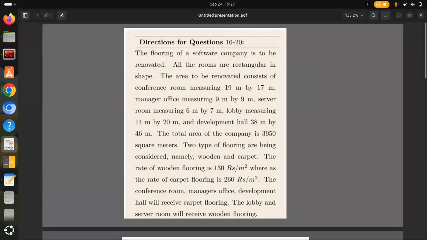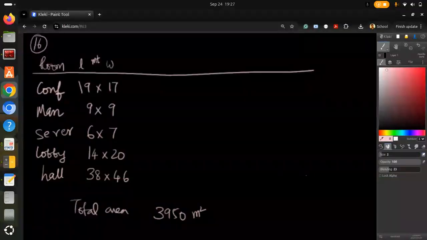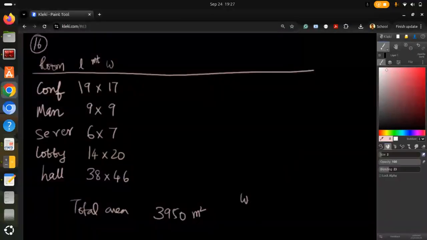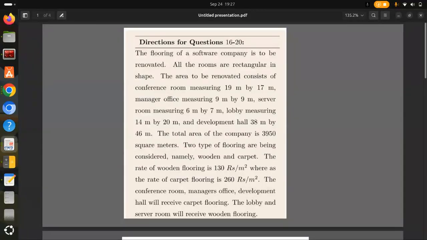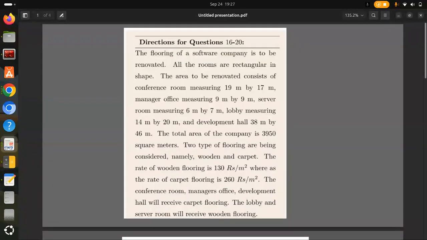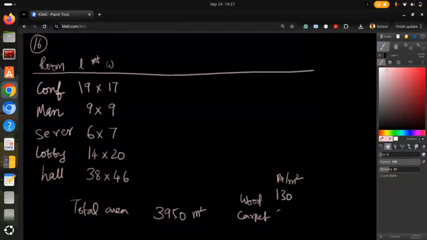Two types of flooring are being considered, namely wooden and carpet. The rate of wooden flooring is 130. So I think I'll make a small table here. Wooden and carpet. So 130 rupees per meter square. So this is rupees per meter square. And carpet flooring is 260 rupees per meter square.